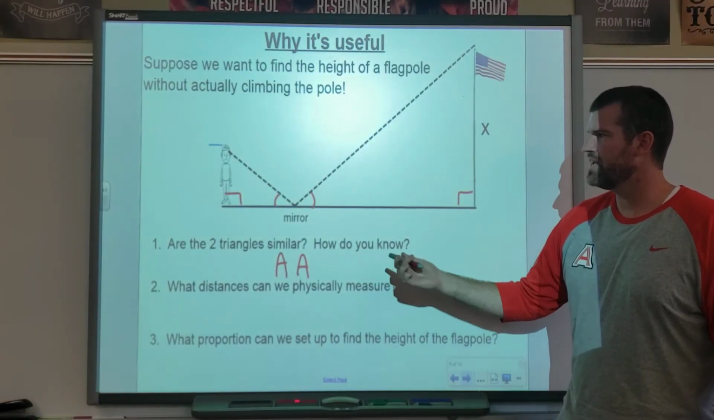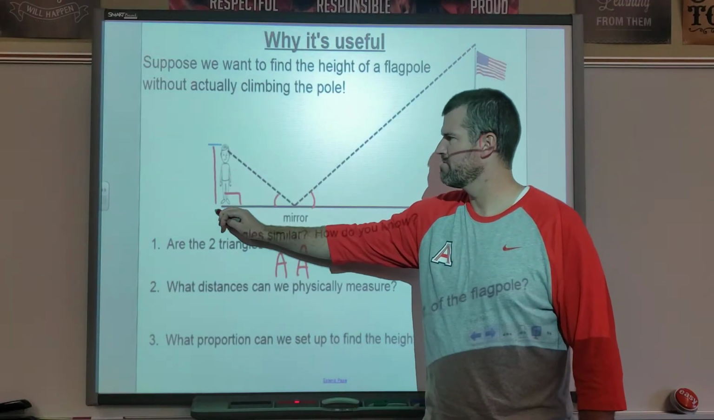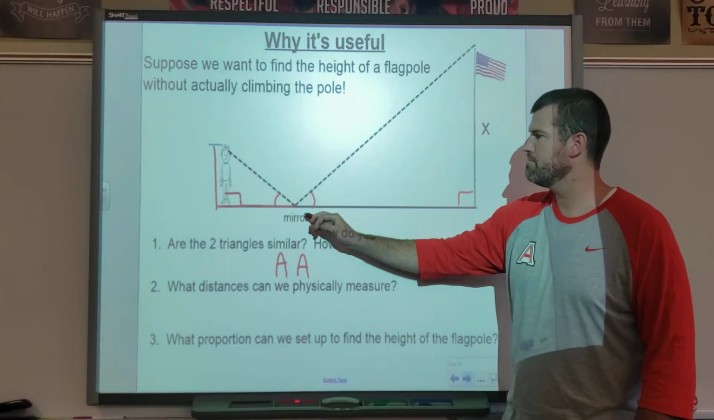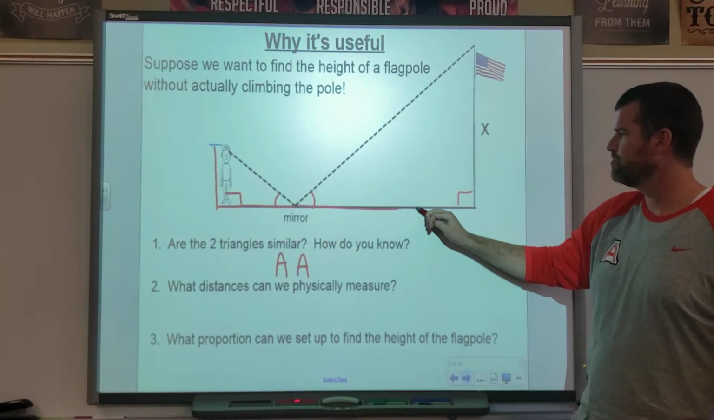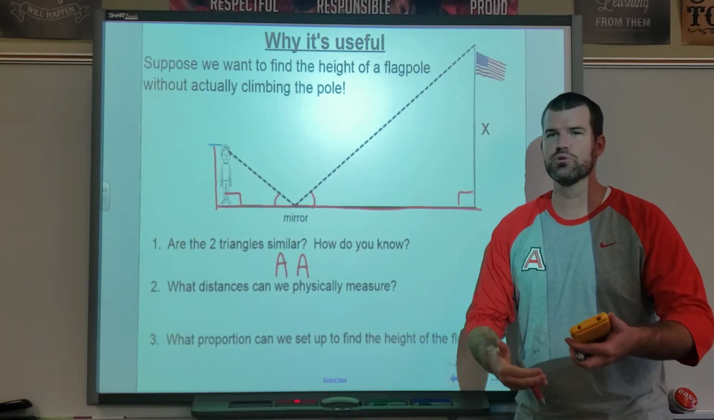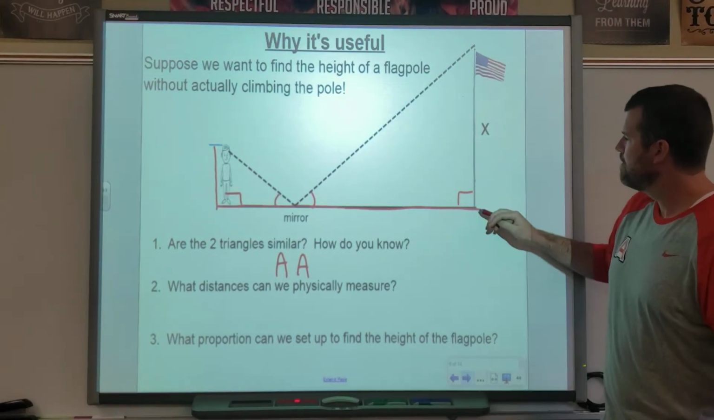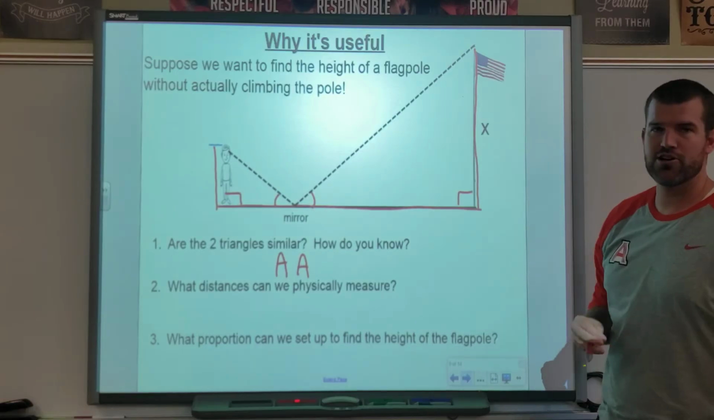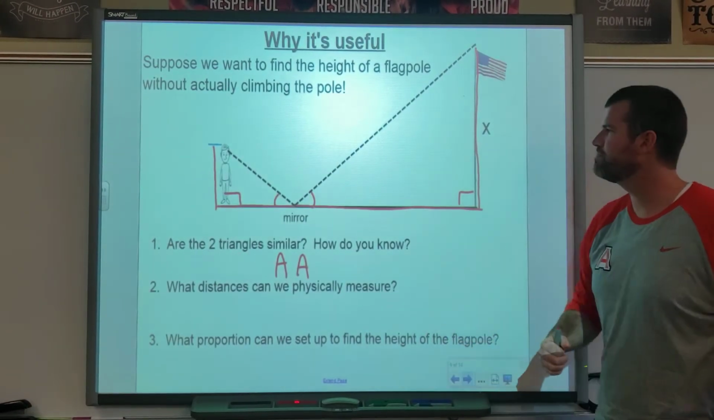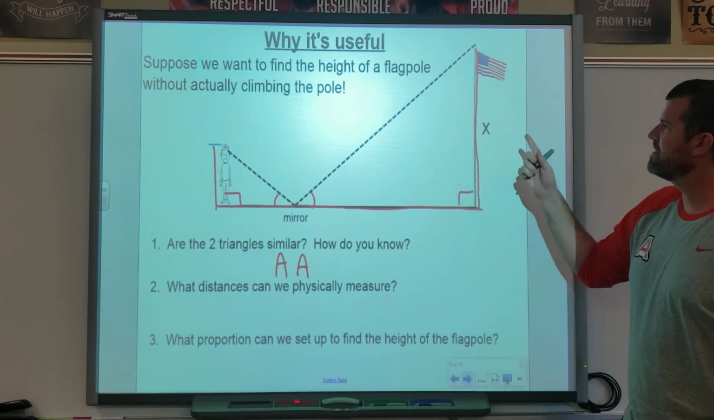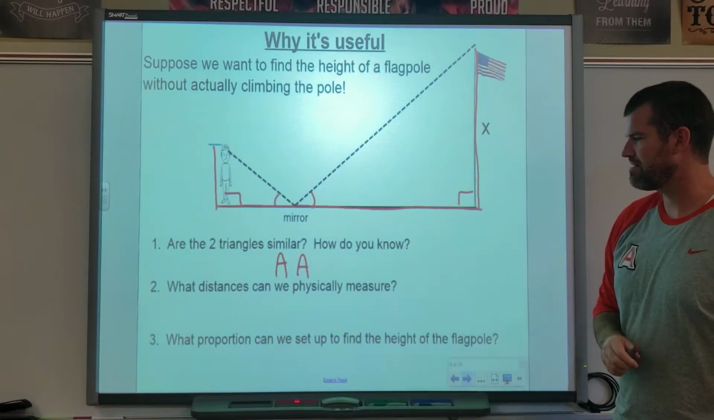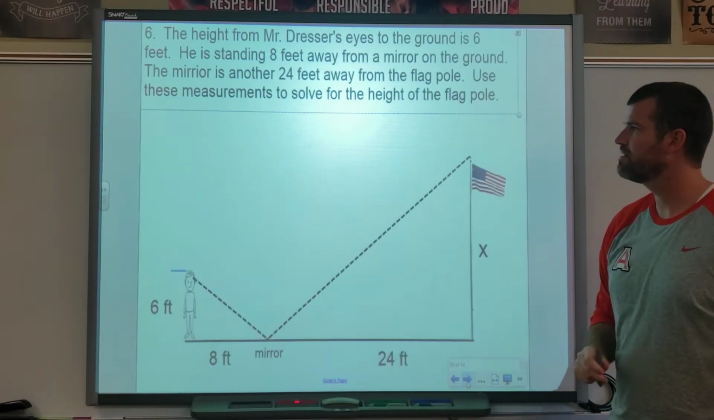And then physically, we can definitely measure the height of the person. We can measure the distance to the mirror, and then we can measure the distance from the mirror to the base of the flagpole, right? Those are all things we could take a tape measure or a ruler and calculate. But then the height of the flagpole would be a little bit harder, right? Someone would have to climb the flagpole, and that'd be dangerous, right? Maybe fun, but dangerous. So instead of doing that, we can just use our indirect measurement to solve for x. So we're going to go ahead and do this problem.